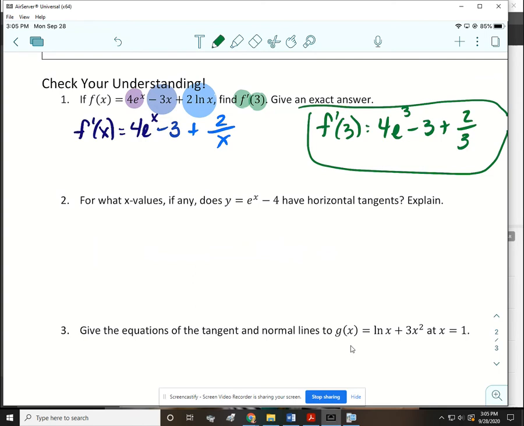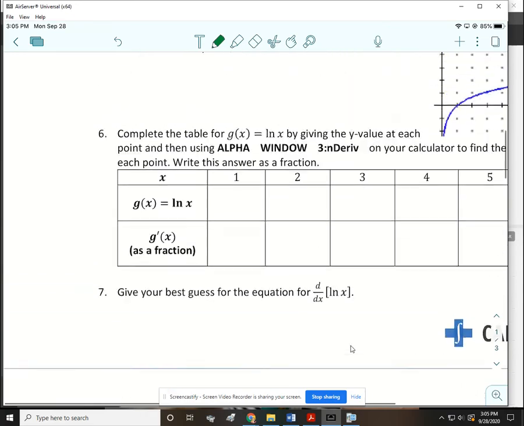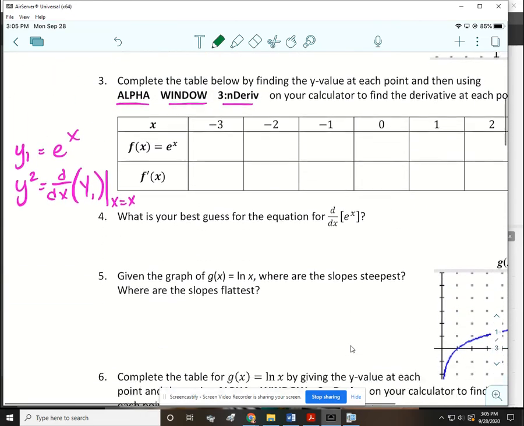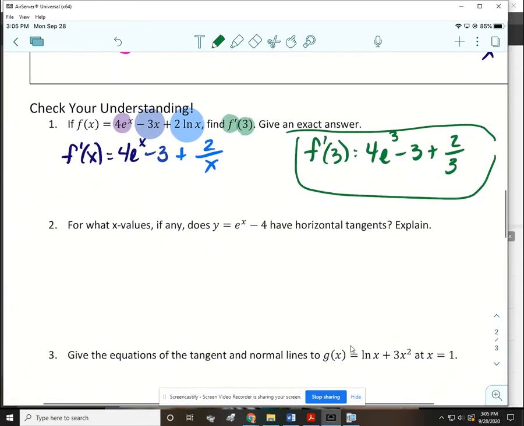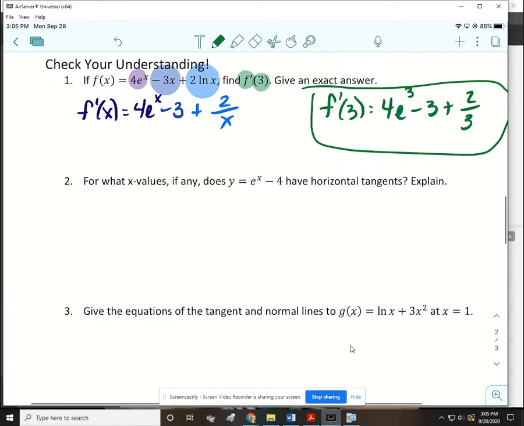Without a calculator, we don't know what e to the third is. And if we were going to use a calculator, we could just do that shortcut like we talked about over here, the alpha window 3. So this would be a non-calculator question. You would have to leave it like that.